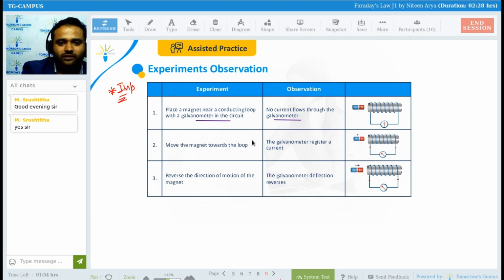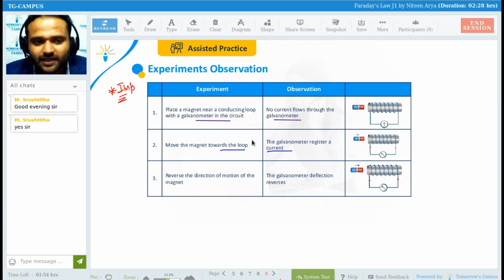In the second line, move the magnet towards the loop. The galvanometer registers a current. Obviously it is going to, because now we move the magnet towards the loop. Or reverse the direction of motion, and the galvanometer deflection is going to be reversed. Okay, is this clear, everyone?